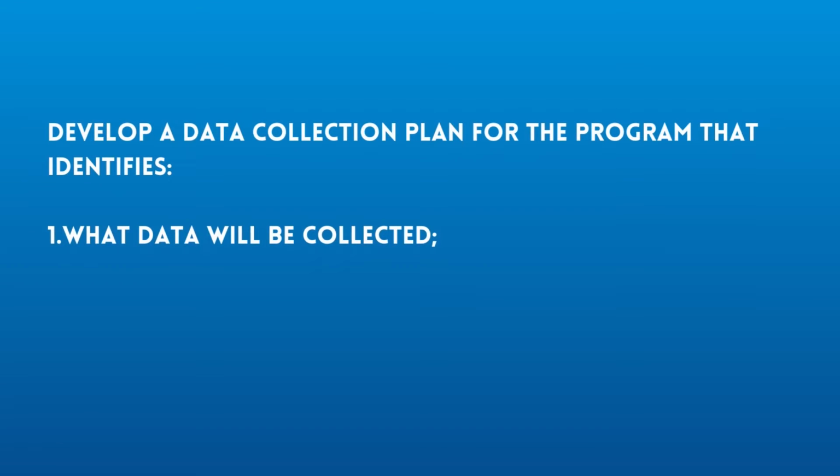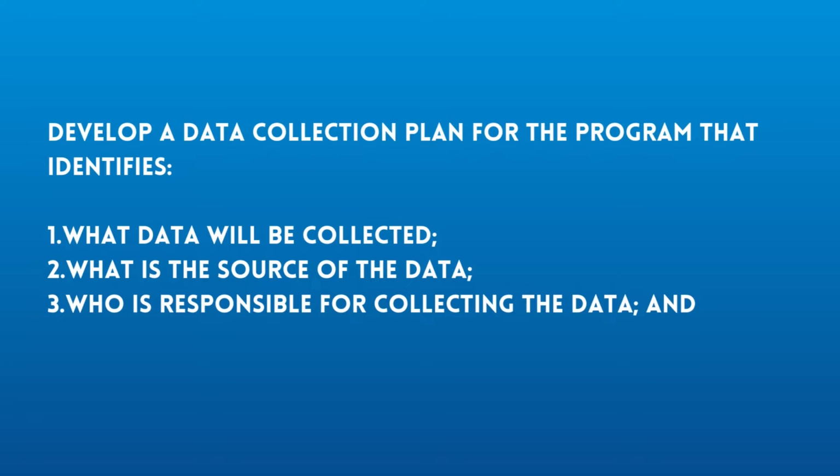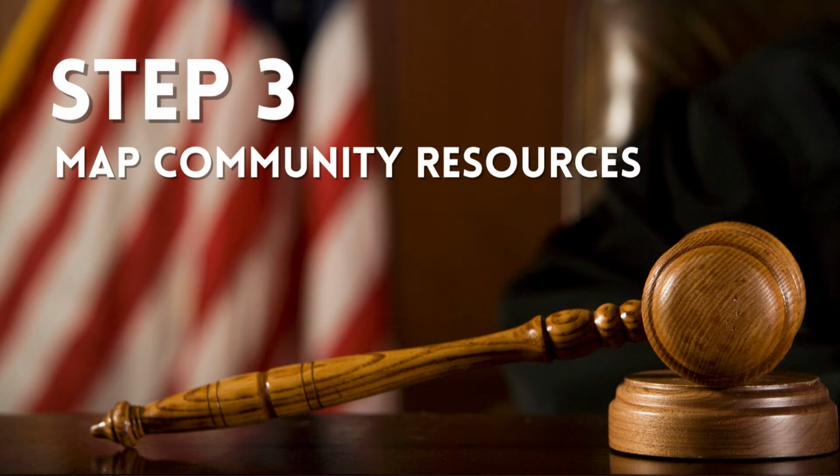But one question we always get is, how do you start? We recommend that you start with data that already exists in your county and consider what data could be added in the future. Develop a plan that sets out what data will be collected, what is the source of the data, who is responsible for collecting the data, and where will it be stored. One way to help determine what data should be collected is found in Step 3, Map Community Resources.